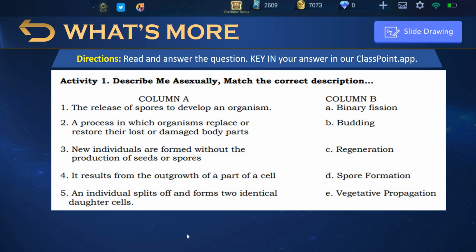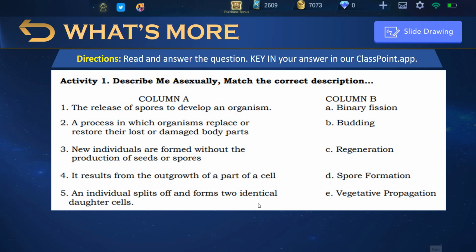So let's have this one. What's more? Directions: read and answer the question. Key in your answers in your class point up. This is matching type. Match column A with column B. Number 1: the release of spores to develop an organism. Number 2: a process in which organisms replace or restore their lost or damaged body parts. Number 3: new individuals are formed without the production of seeds or spores. Number 4: results from the outgrowth of part of the cell. And lastly: the individual splits off and forms two identical daughter cells.